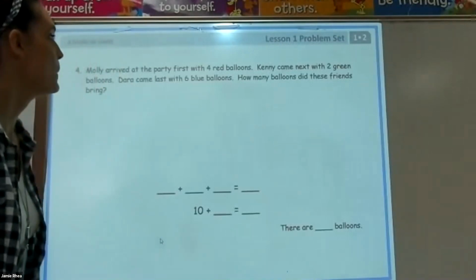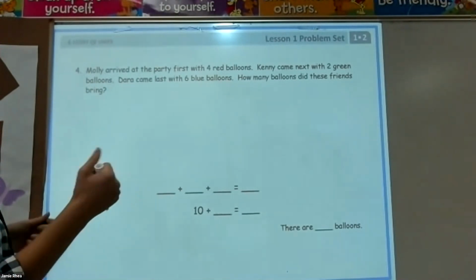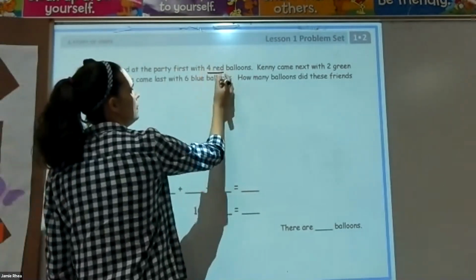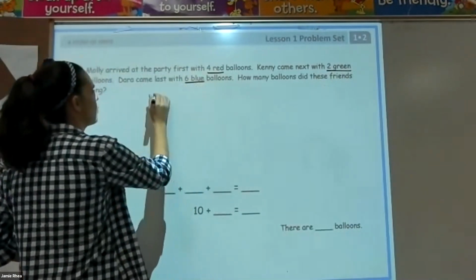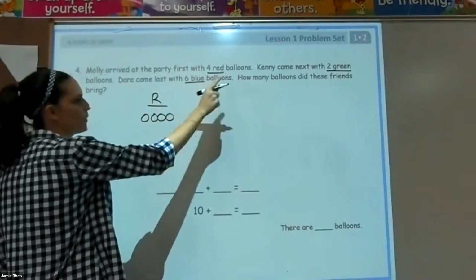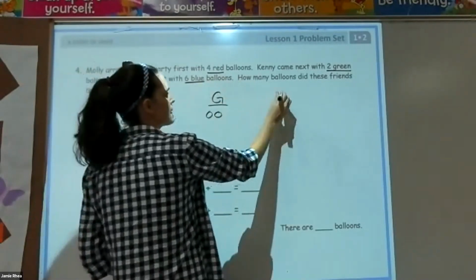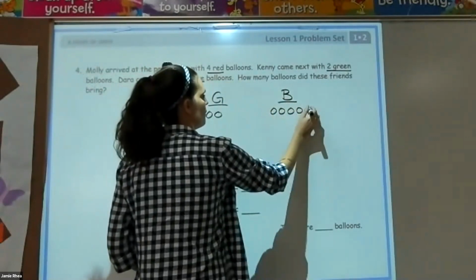All right. Molly arrived at the party first with 4 red balloons. Kenny came next with 2 green balloons. Dara came last with 6 blue balloons. How many balloons did these friends bring? All right, first thing I got to do is draw my picture. I have 4 red, 2 green, and 6 blue. So let's do our red balloons first. 1, 2, 3, 4. 2 green balloons. 1, 2. And my 6 blue balloons. 1, 2, 3, 4, 5, and 6.